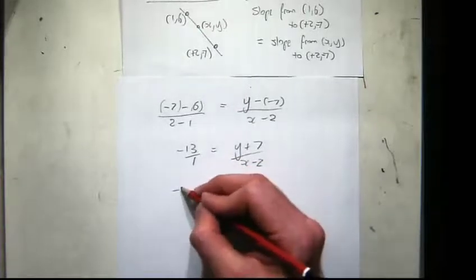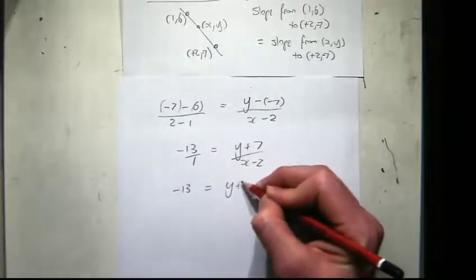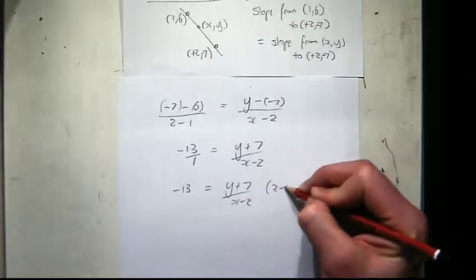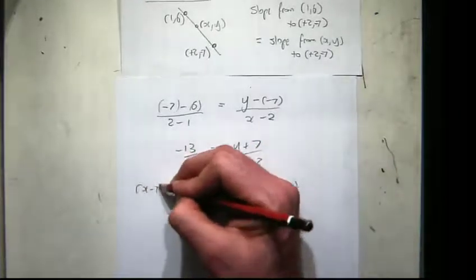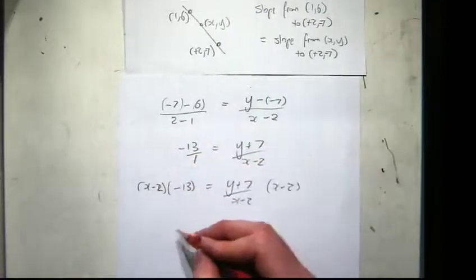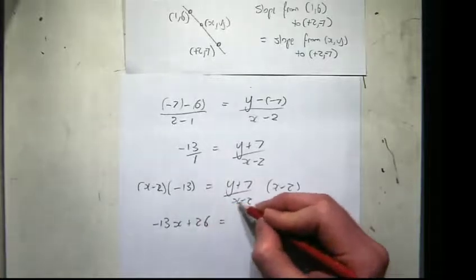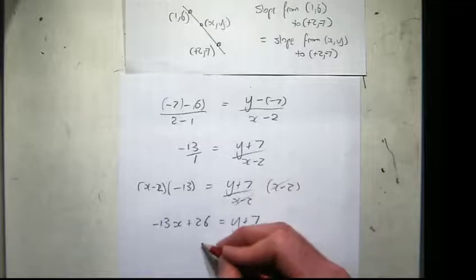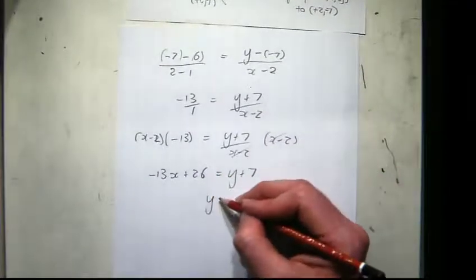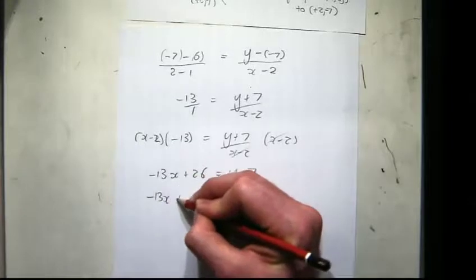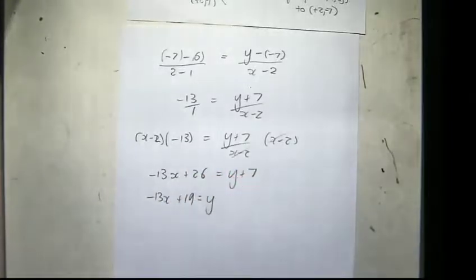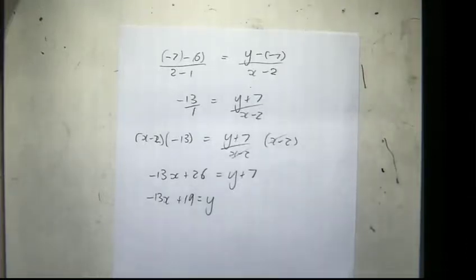And so if I multiply both sides by x minus 2, and if I subtract 7 from both sides, I will get an equation of my line. So that is another way. And there are other ways as well. But these are the two most common ways of finding the equation of a line that joins 2 points. And that will do for today.